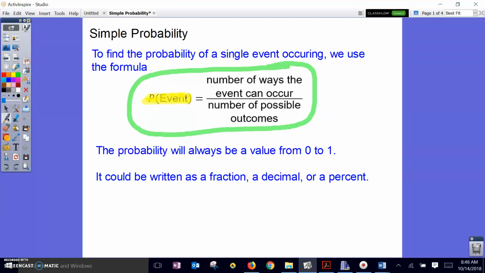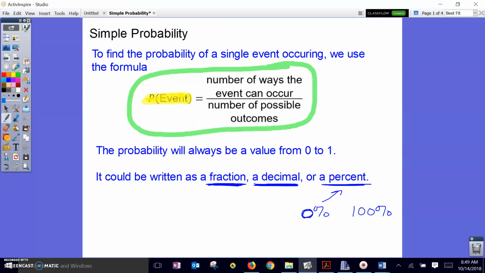And our probability will always be a value from 0 to 1 when we're talking about it as a decimal. It's going to be between 0 and 1. If we're talking about it as a fraction, again, it's going to be some fraction between 0 and 1. When we talk about it as a percent, it's going to be between 0% and 100%.